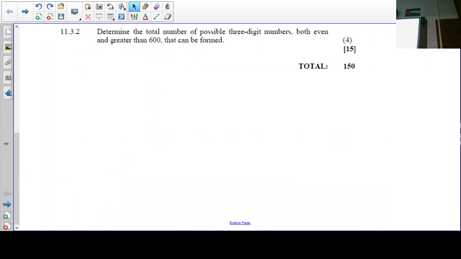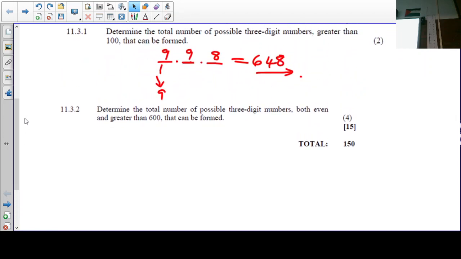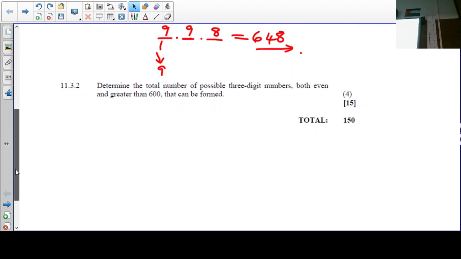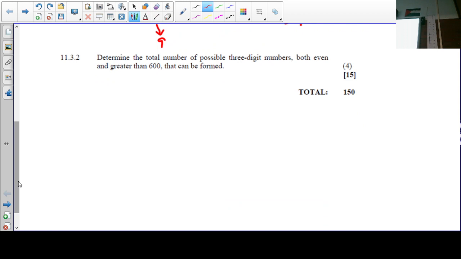Right, let's look at the last question in the sum and in the paper. In 11.3.2, we are told to determine the total number of possible 3-digit numbers, both even and greater than 600, that can be formed. So the condition is it must be even and must be greater than 600. There's a couple of things we need to consider, so we'll break it up into the cases we find ourselves in.